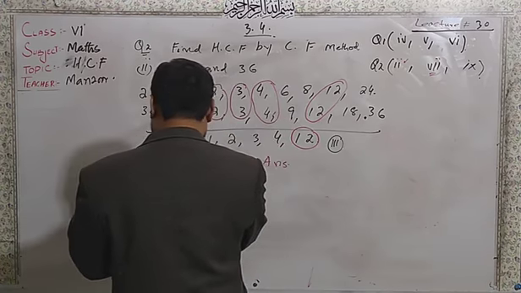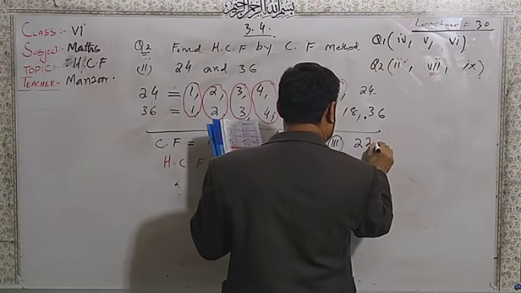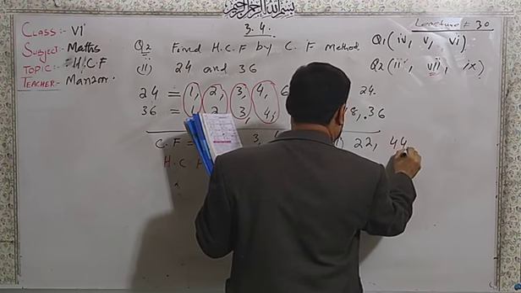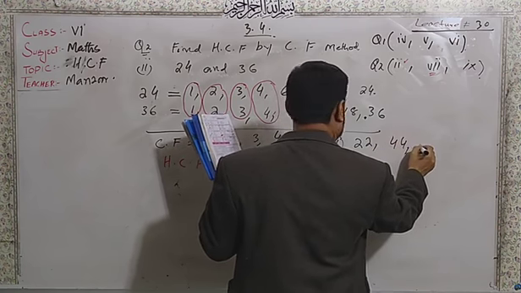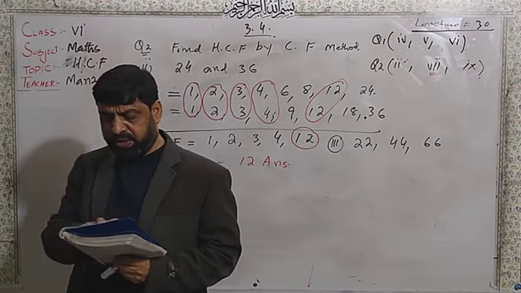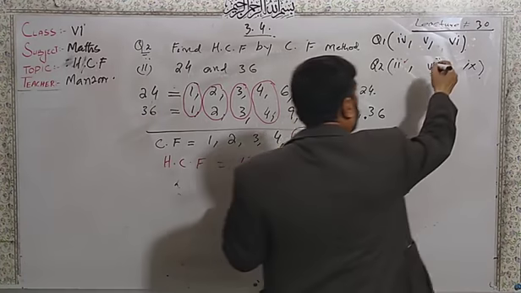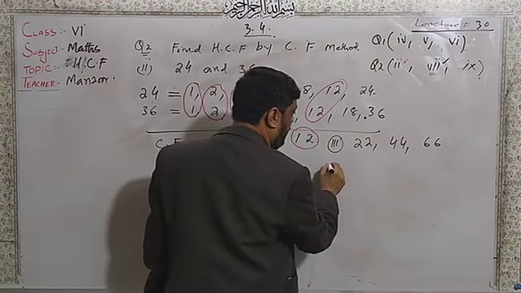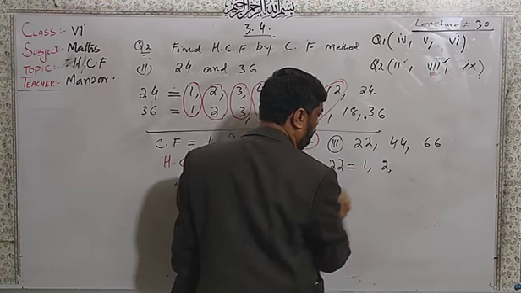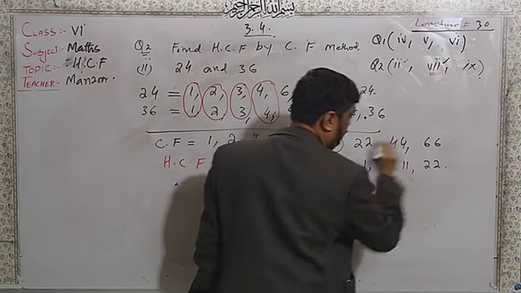That is 22, then 44, and then 66. This is question number 7. Dear students, I write 22. What are the factors? 1, then 2, then 11, and after that 22.